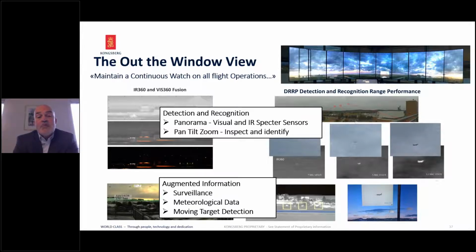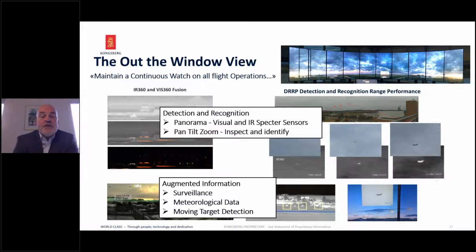It's a panoramic image. And new with the technology, of course, are IR spectral sensors in addition to the visual spectral sensors, and the ability to fuse IR with the visual spectrum. It's a huge help for operators during lower visibility conditions and, of course, darkness.